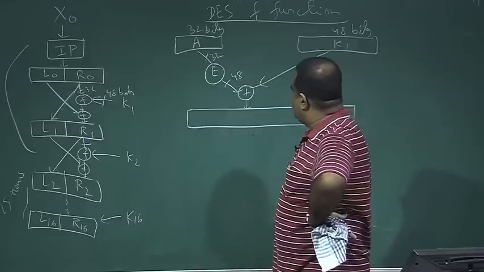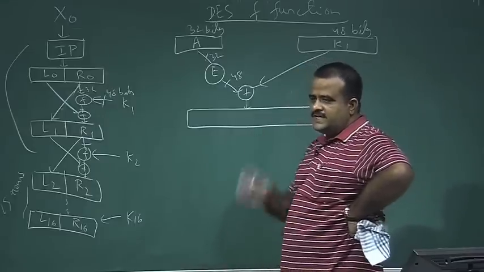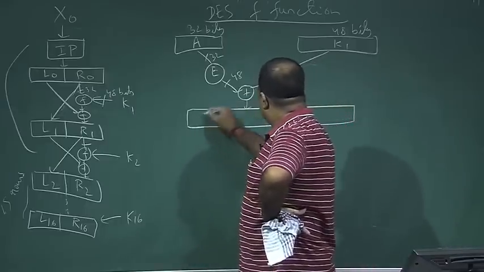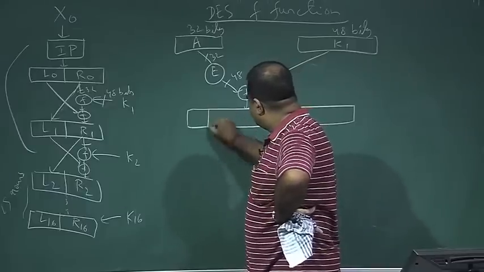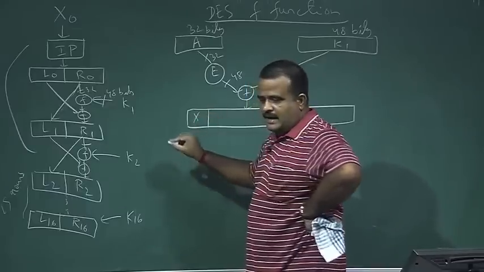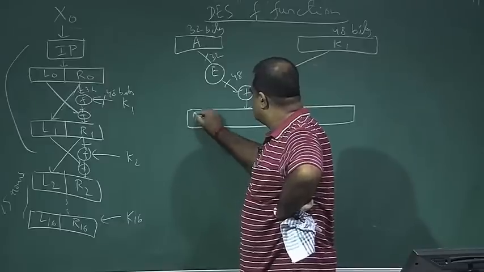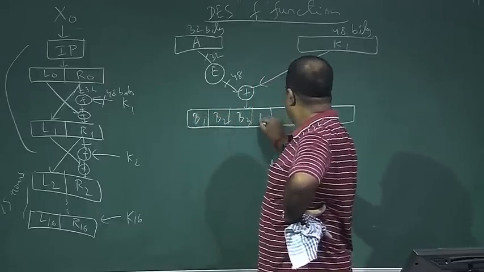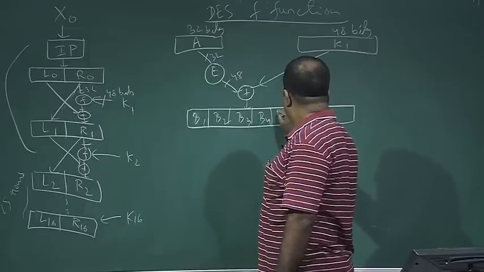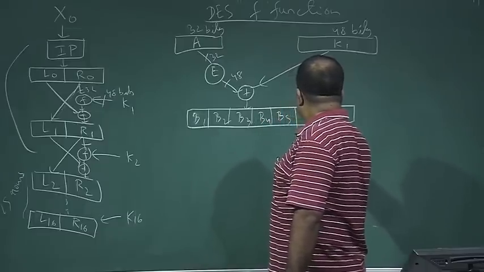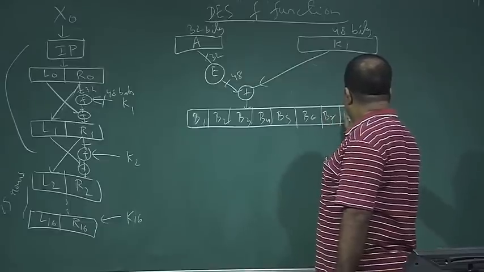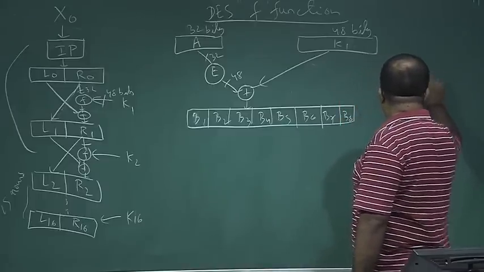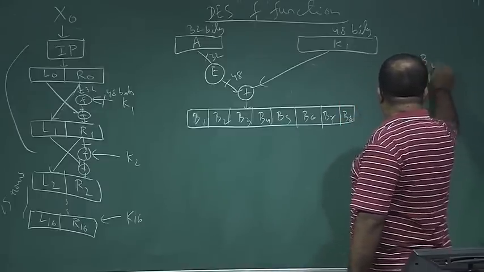Now, this 48 bit output will be divided into 6 bit blocks. So, how many blocks will there be? This is 48 bit, so we will divide it into 6 bit blocks: B1, B2, B3, B4, B5, B6, B7, B8. Each Bi is 6 bit.